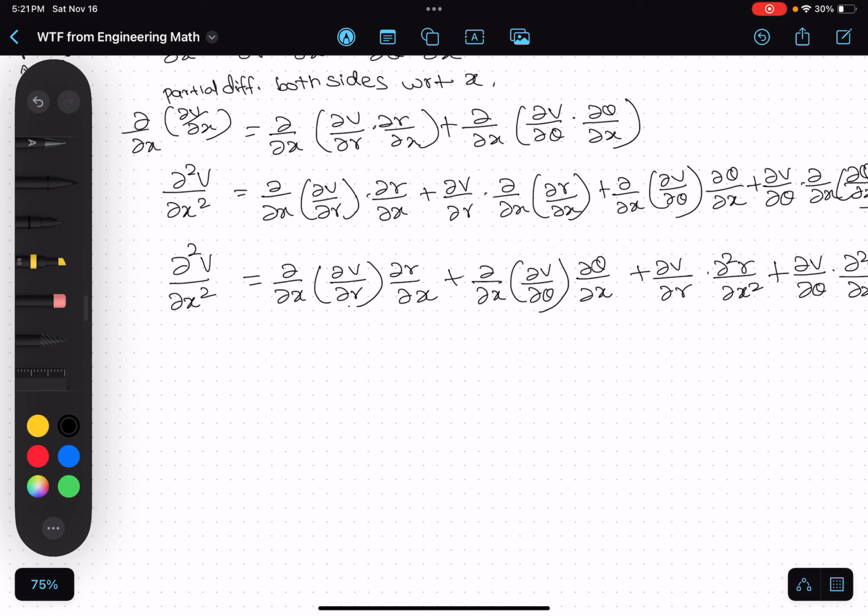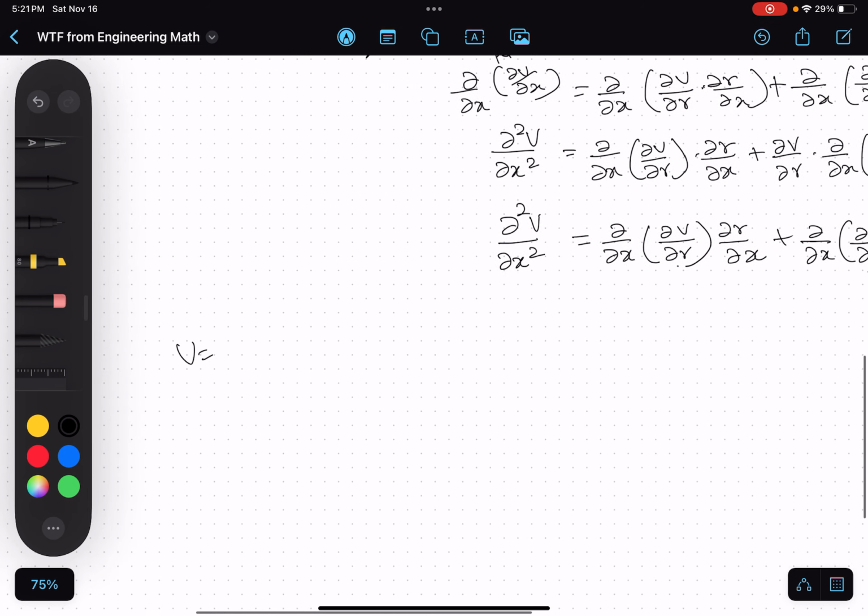So even if I take the partial derivative of b with respect to r, it's still possible that partial b by partial r will still be a function of r and theta, right? Let's say if b was r square theta square. In this case, even if I take its partial derivative with respect to r, this is 2r theta square, right? So this can still be a function of r and theta.